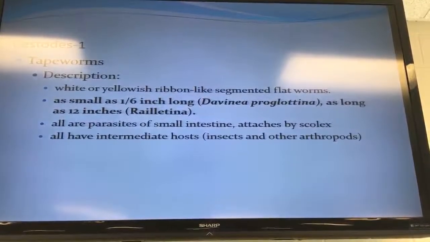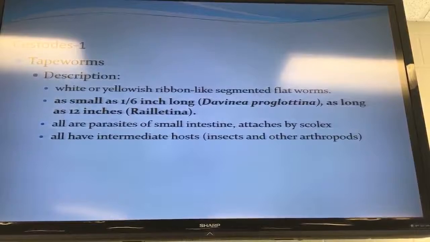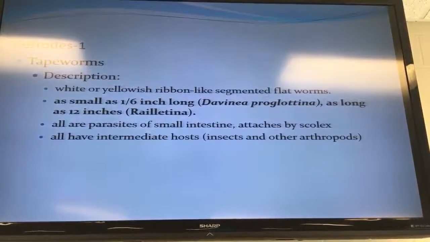Next time we're down in necropsy, who's on necropsy now? Yeah, you want to have chickens on Thursday. Go to the gut and see if you can see some of them. The ones that you're most likely going to see are going to be tapeworms and ascarids, okay?